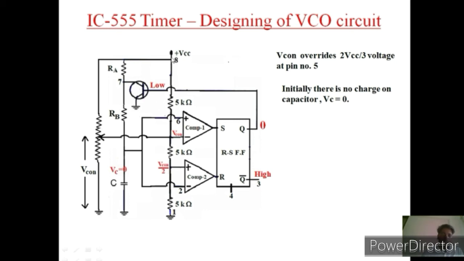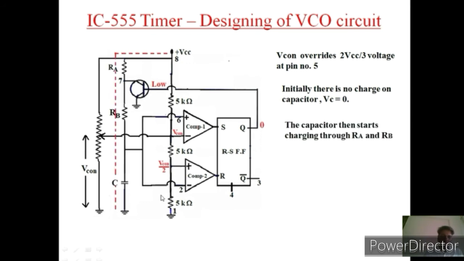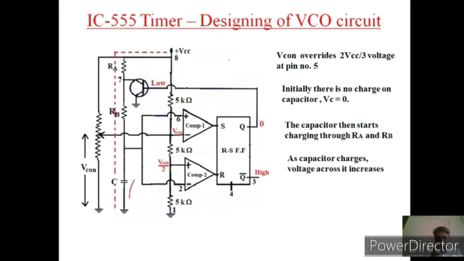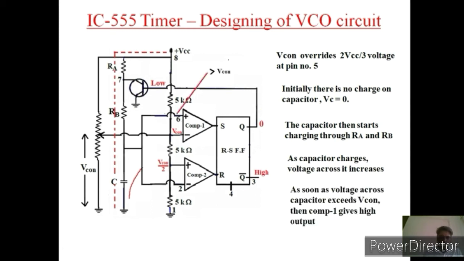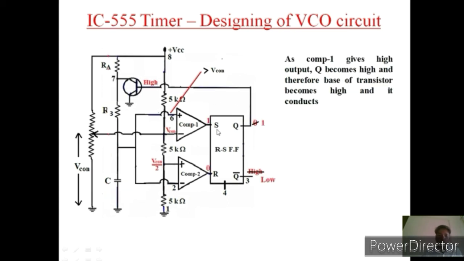So therefore now the current starts flowing from VCC through Ra, Rb and then the capacitor, and therefore the capacitor starts charging. As the capacitor charges, voltage across the capacitor increases exponentially. As voltage across the capacitor increases exponentially, voltage at this point, at pin number 6, also increases. As soon as voltage across the capacitor becomes slightly greater than V control, comparator 1 gives high output, comparator 2 gives low output. So when comparator 1 gives high output, S becomes 1, and when comparator 2 gives low output, R becomes 0. So therefore Q bar becomes low, Q becomes 1.